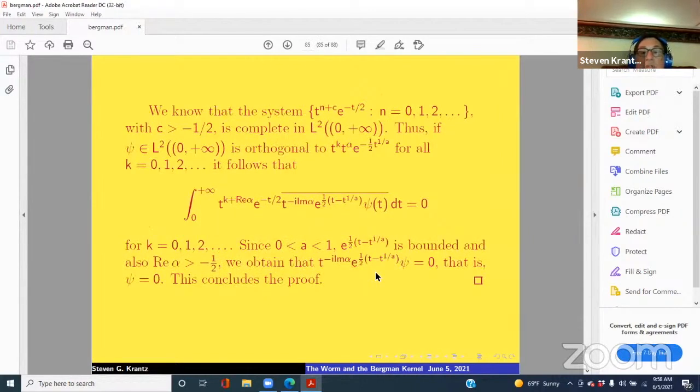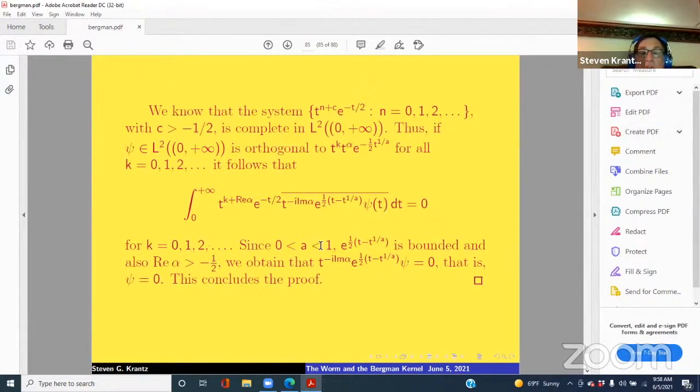And we know that the system t to the n plus c, e to the minus t over 2 with c bigger than minus 1/2 is complete in L2 of (0, infinity). So if psi in L2(0, infinity) is orthogonal to all the expressions t to the k, t to the alpha, e to the minus 1/2 t to the 1 over a for all k equals 0, 1, 2, it follows that the integral of t to the k plus real alpha e to the minus t over 2, conjugate of t to the minus i Im alpha, e to the 1/2 t minus t to the 1 over a, psi of t is 0 for k equals 0, 1, 2, and so on.